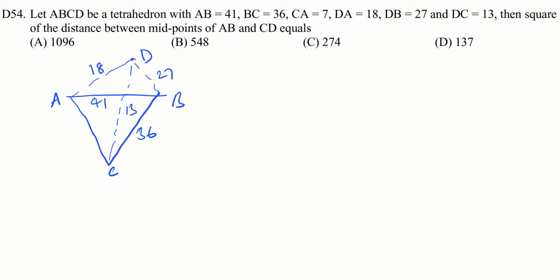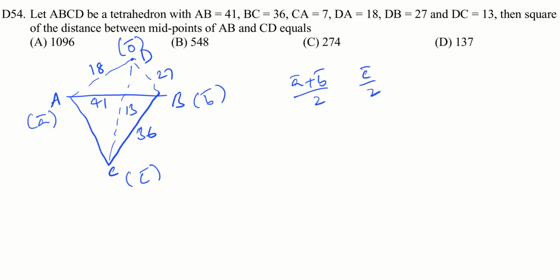What I do is I choose a convenient coordinate system. I'll choose D as the origin. And once I take D as the origin, let me assume this is A bar, this is B bar, and this is C bar as the position vectors. Now I want the distance between the midpoints of AB and CD. Obviously, the midpoint of AB will be (A bar plus B bar) by 2 and the midpoint of CD will be C bar by 2.